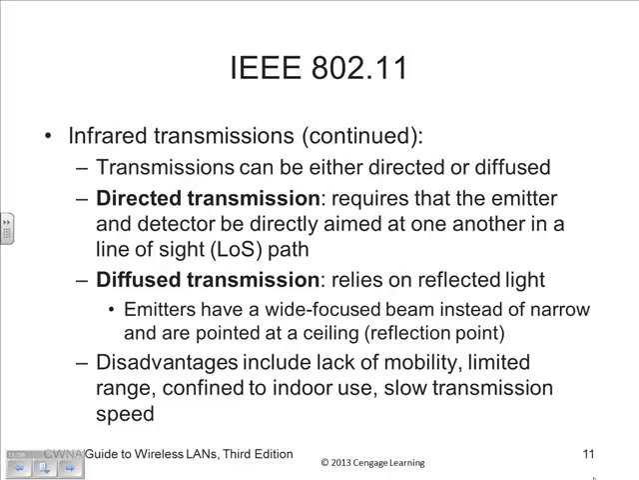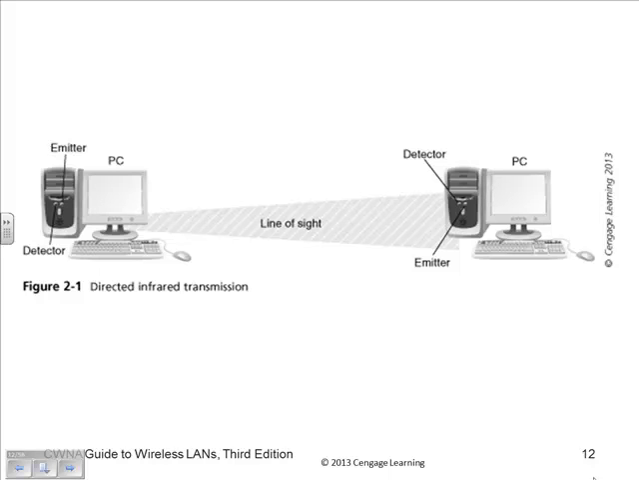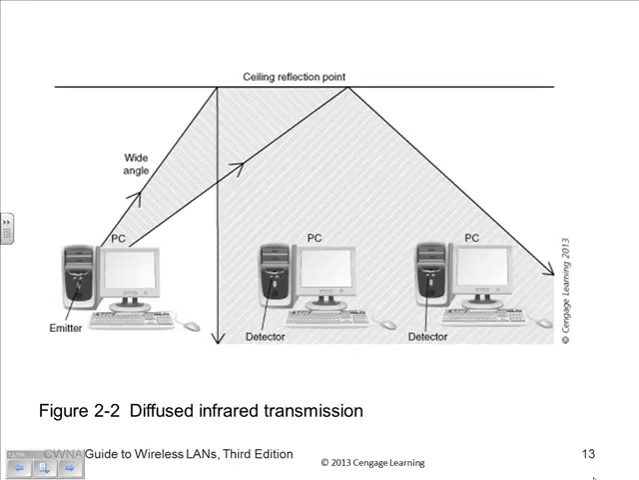802.11 infrared, directed transmission and diffuse transmissions, and rather than talk about them, the easiest way is to look at them. Directed transmissions, a line of sight. Device to device, and again, this is not going to be a very long distance. A diffused would be in a building, in a room like this, where you would actually bounce it off the ceiling or off the walls in order to get the signal where you wanted it to be. These are very low speed, very short distance, probably not manufactured anymore.